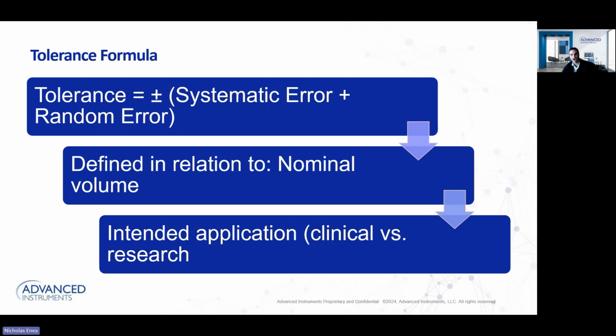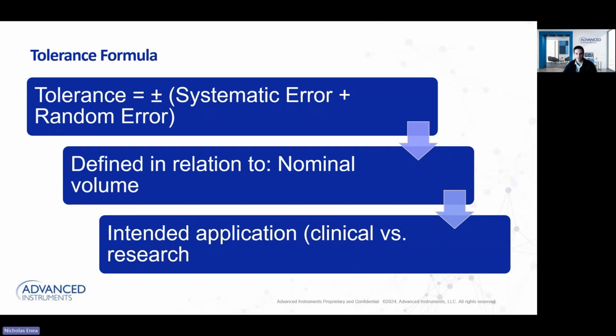But as I go down in volume to 1 microliter, 5% of 1, we're really talking about 0.05 microliters at that point of tolerance. So really understanding the volumes that you're working with is very important in setting the tolerance appropriately for those specific volumes. The higher the volume, the more wiggle room you have when it comes to accuracy and precision, or systematic error and random error.